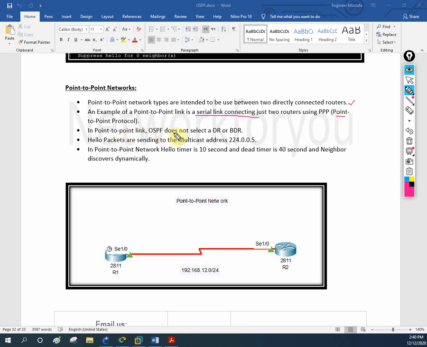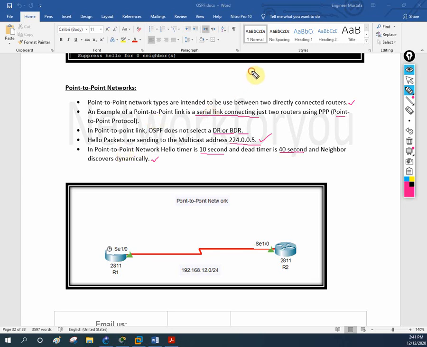In a point to point link, OSPF does not select the DR and BDR. Hello packets are sent to the same multicast address, 224.0.0.5. In the point to point network, the hello timer will be 10 seconds, the dead timer will be 40 seconds, and the neighbor will be discovered dynamically. This point is important for interviews. They ask these types of questions, so you need to remember.